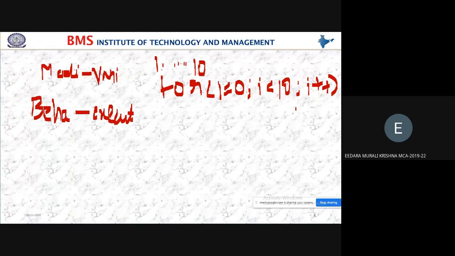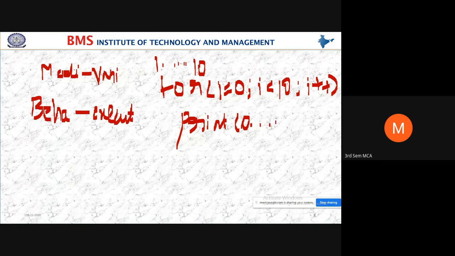Ma'am, I is equal to 1. If I write I is equal to 0, what happens? If we print I, then 0 also will print. It will print 0 to how many? 9, ma'am. Yes, correct. 0 to 9 it will display. My intention is I want to print 1 to 10.